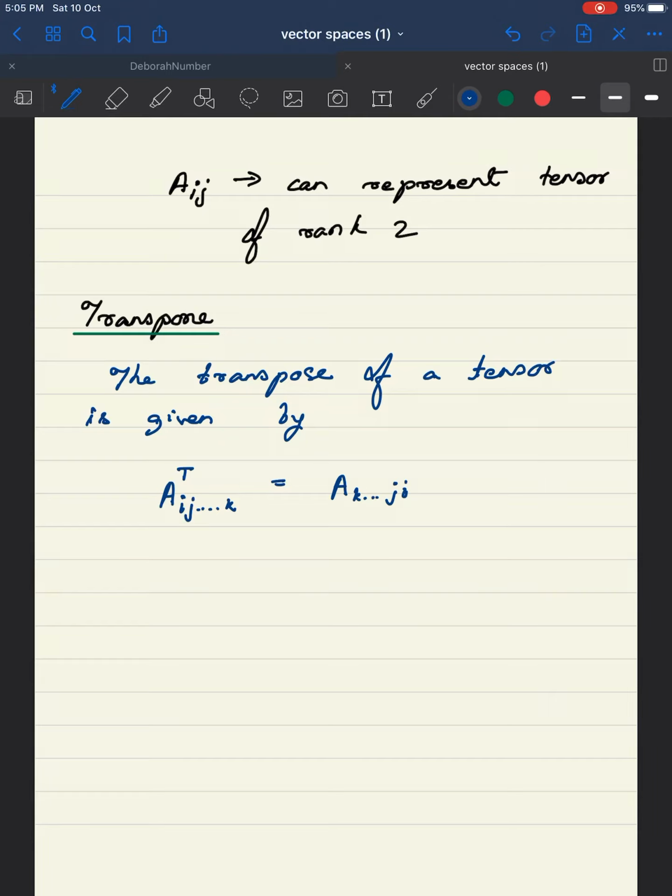You are very familiar with this, right? If the tensor only has I J, then this is very straightforward to figure out, which is A J I, right? Obvious.